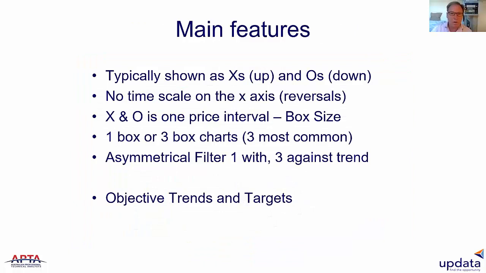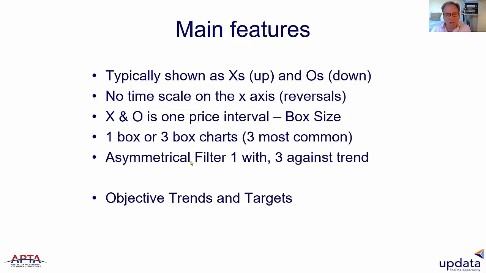So the main features are typically, they're shown as X's and zeros. X's are up and zeros are down. There's no time scale on the X-axis as we've just talked about. An X or a nought is one price interval, and that's what we call the box size. There are 1 or 3 box charts, but 3 are the most common, and I think actually the most valuable and probably the easiest to interpret and understand.